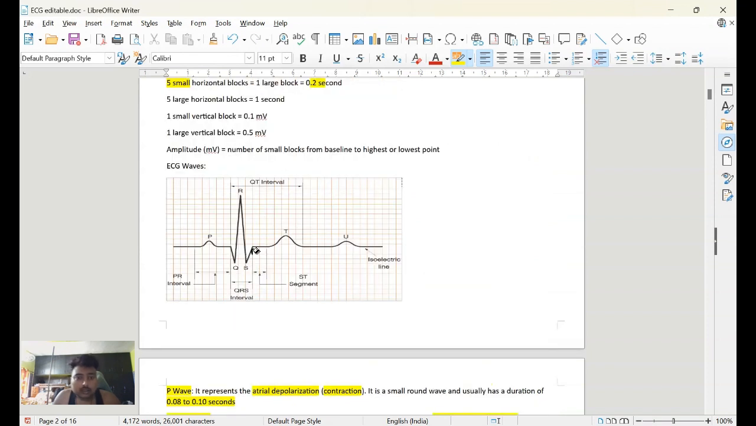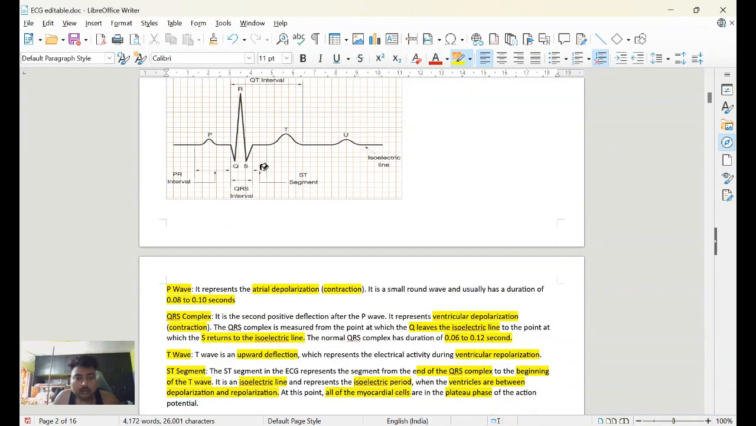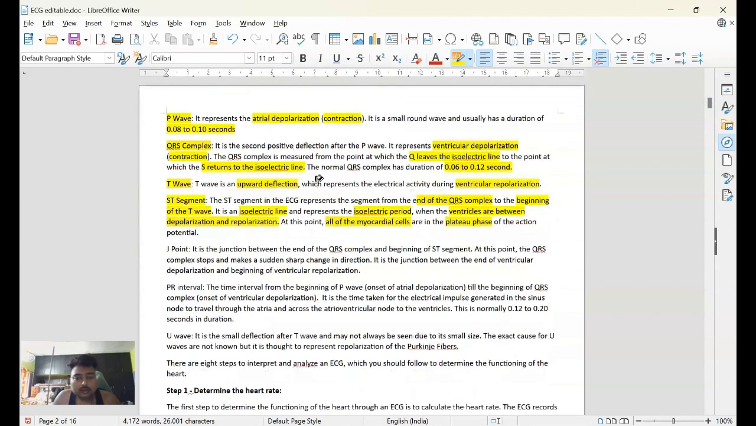So this ST segment is when the QRS complex ends and the T starts. It is between the depolarization and repolarization states. All myocardial cells are in the plateau state.